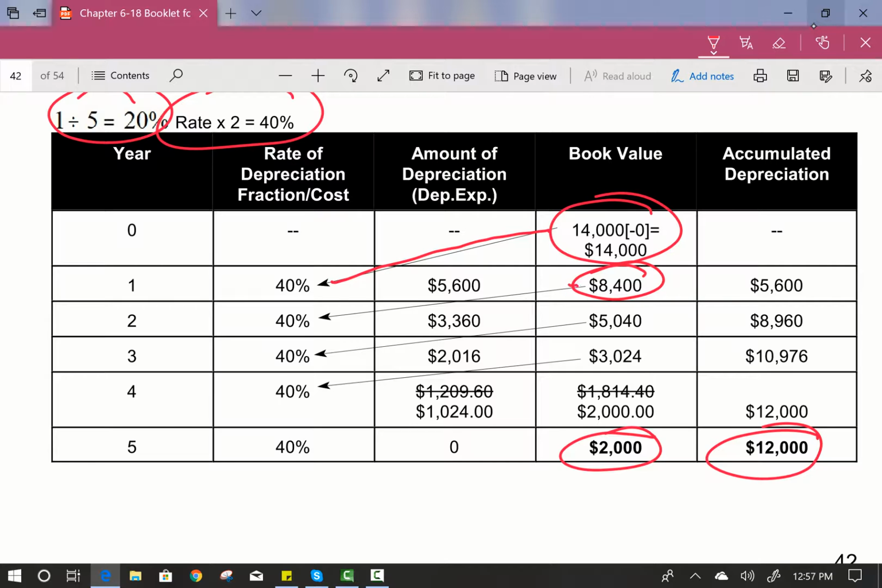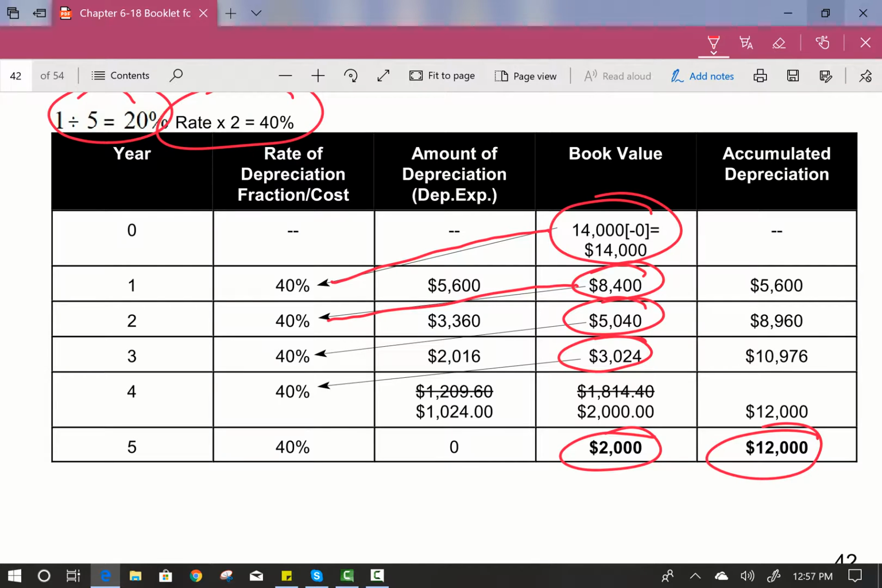Now, $8,400 times 40%, or 0.4, equals $3,360. Subtract that from $8,400, and that gives you $5,040. Then take 5,040 times 0.4 to give you 2,016. Subtract 2,016 from 5,040 to give you 3,024.